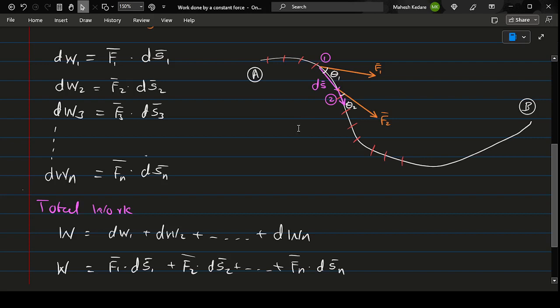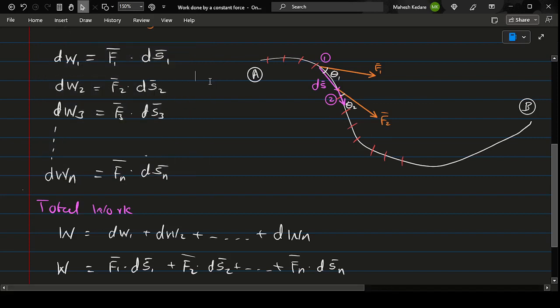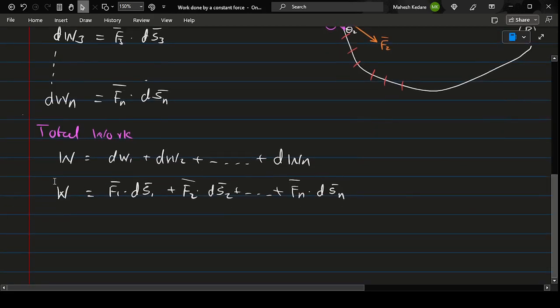But what we have done, we have divided the entire path into a large number of small displacements, the displacement so small that the force may be treated as constant separately over each of the displacements, and then we calculated the work. But even this is an approximation. Force in reality is not constant. So the value we have calculated for the total work is just an approximation to the true work done.